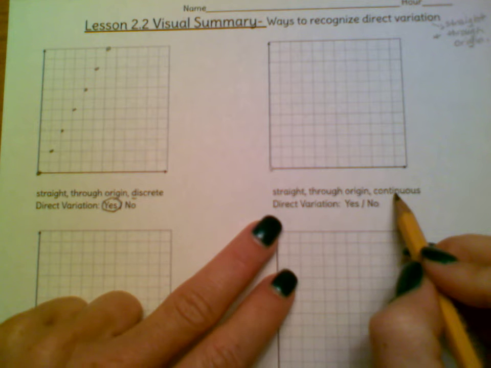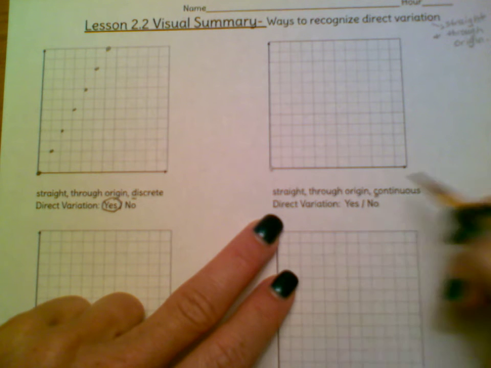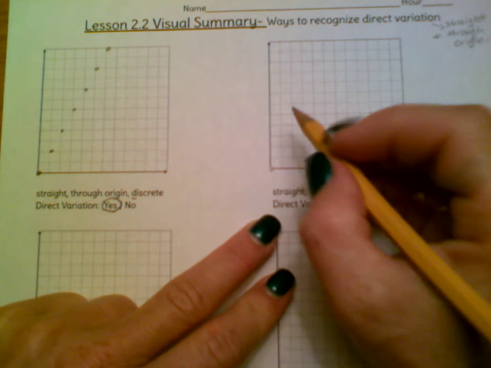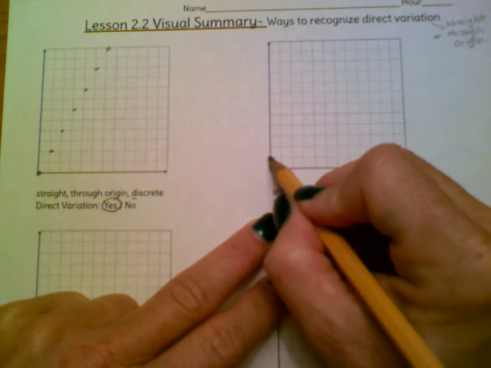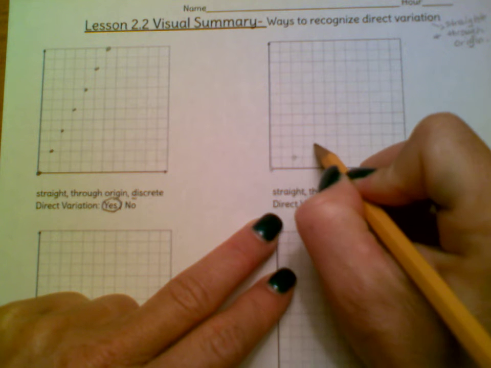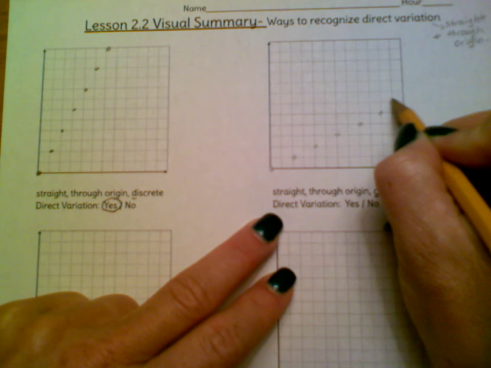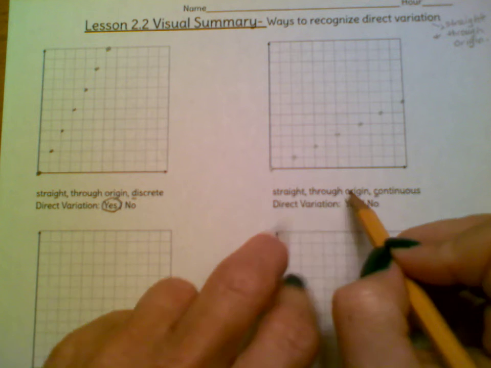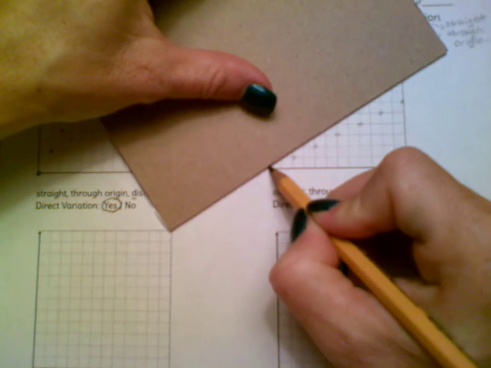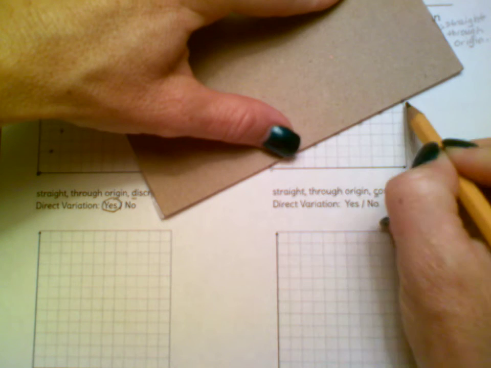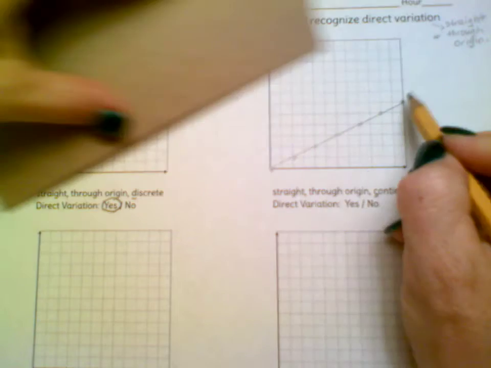So I have my origin. We want it continuous. Continuous starts with a C. Remember, that means we do want to connect. So I'm going to this time go, maybe I'll go up 1 and over 2. So I can see that that's straight. I see it's through the origin. Continuous means I need to connect. So when I want to connect, I want to use a straight edge to connect. So I'm just going to take the edge of paper here and line up my points. And I'm going to connect them.